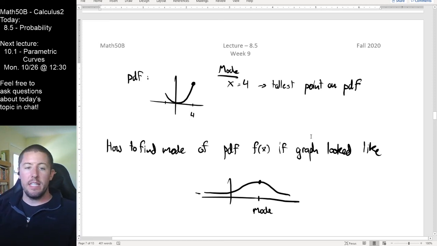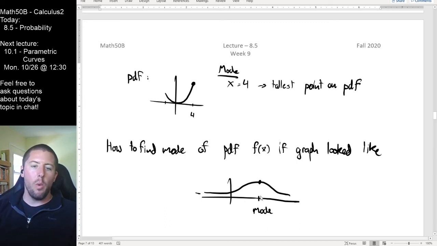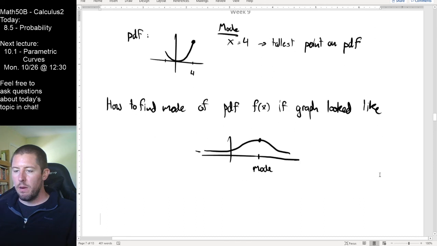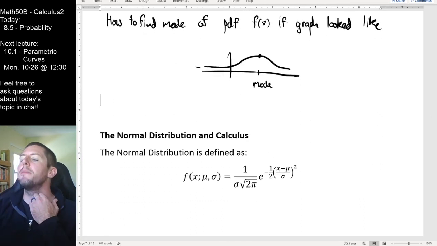What you determined is it's either at your critical locations where the derivative is equal to 0, or it's one of your endpoints. That's exactly what we covered in Calc 1: the maximum value over a closed interval is either where the derivative is equal to 0, or it's at either A or B, your lower or upper bound. In this case, it would be at B. In this case, it would be at a location where the derivative is equal to 0. So let's talk about that in the context of the normal distribution here.